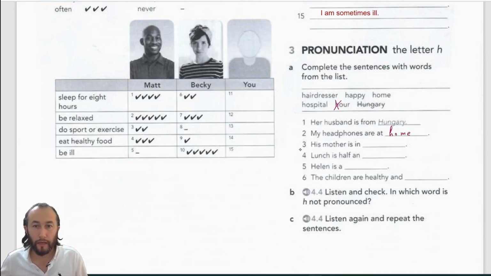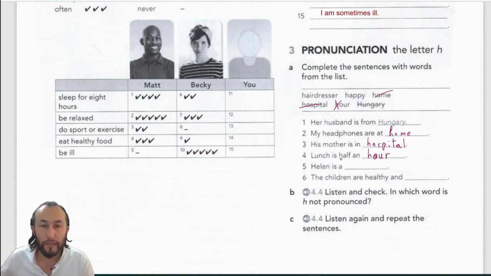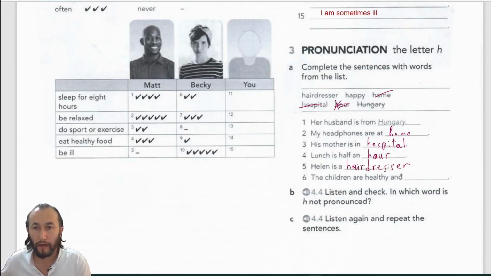Number 3, his mother is in hospital. The hospital is done. Lunch is half an hour, the time that we spend for lunch. So that's gone. Helen's job is hairdresser. Hairdresser. All right. And then we got the last one. The children are healthy and happy.